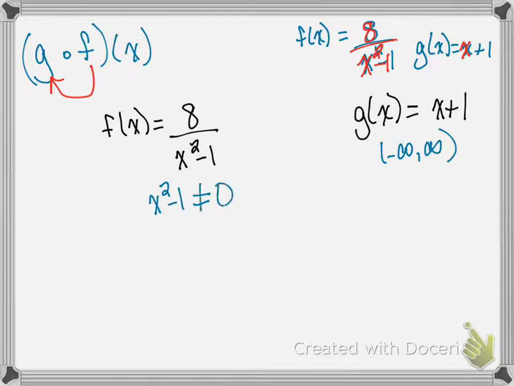Now, for this one, x squared minus 1 cannot be 0. So I'm going to factor it, and you typically do very well when you factor. So you've got x plus 1 times x minus 1 cannot be 0. Then I set each one of these to 0.